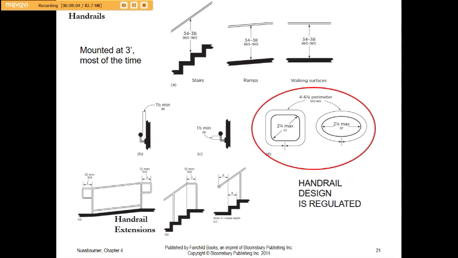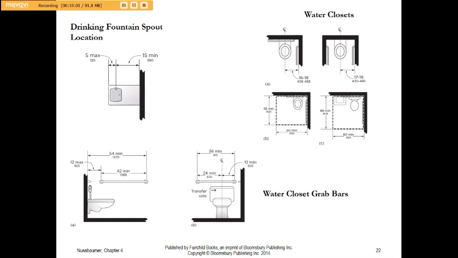Our handrails can go between 34 and 38 inches instead of 36 inches, but handrail design is very important. It's actually been found that the oblong or the oval shape is better than a perfectly round handrail as far as safety is concerned. Here we also see grab bars.